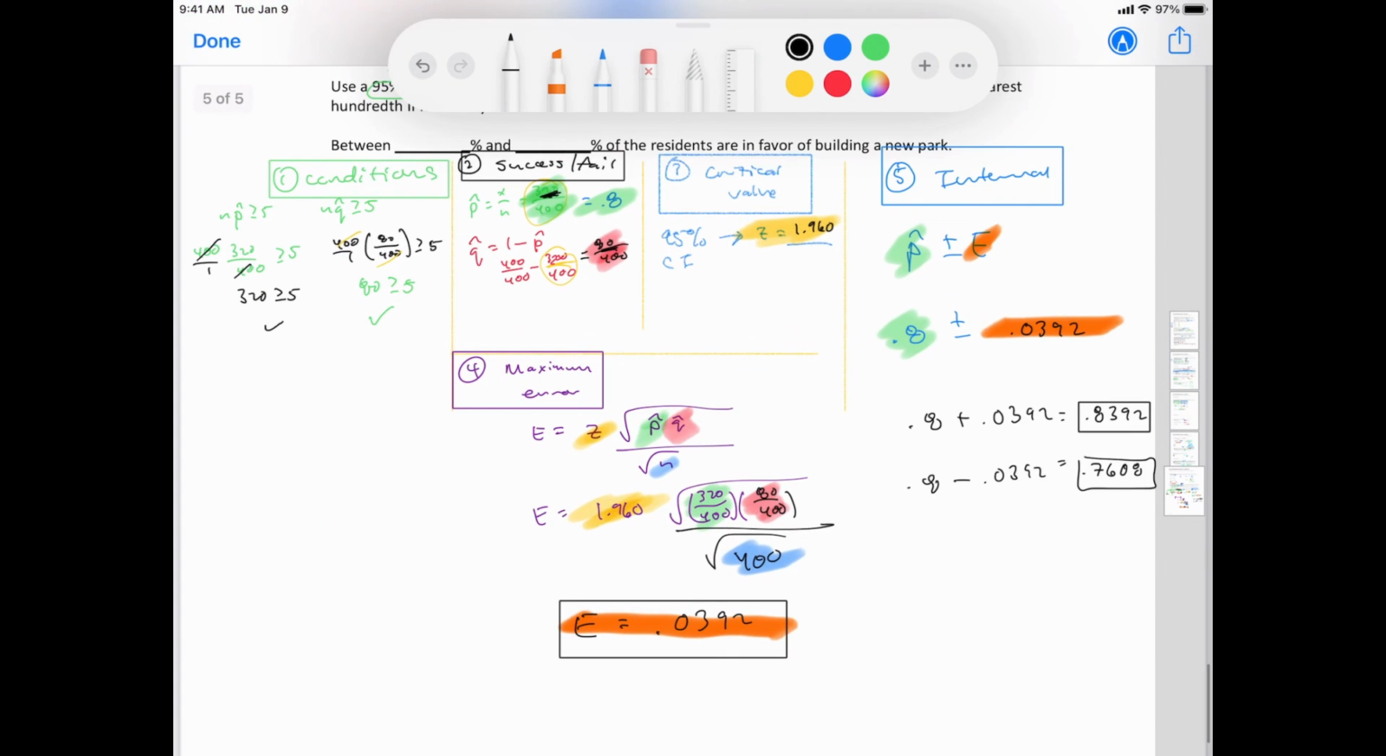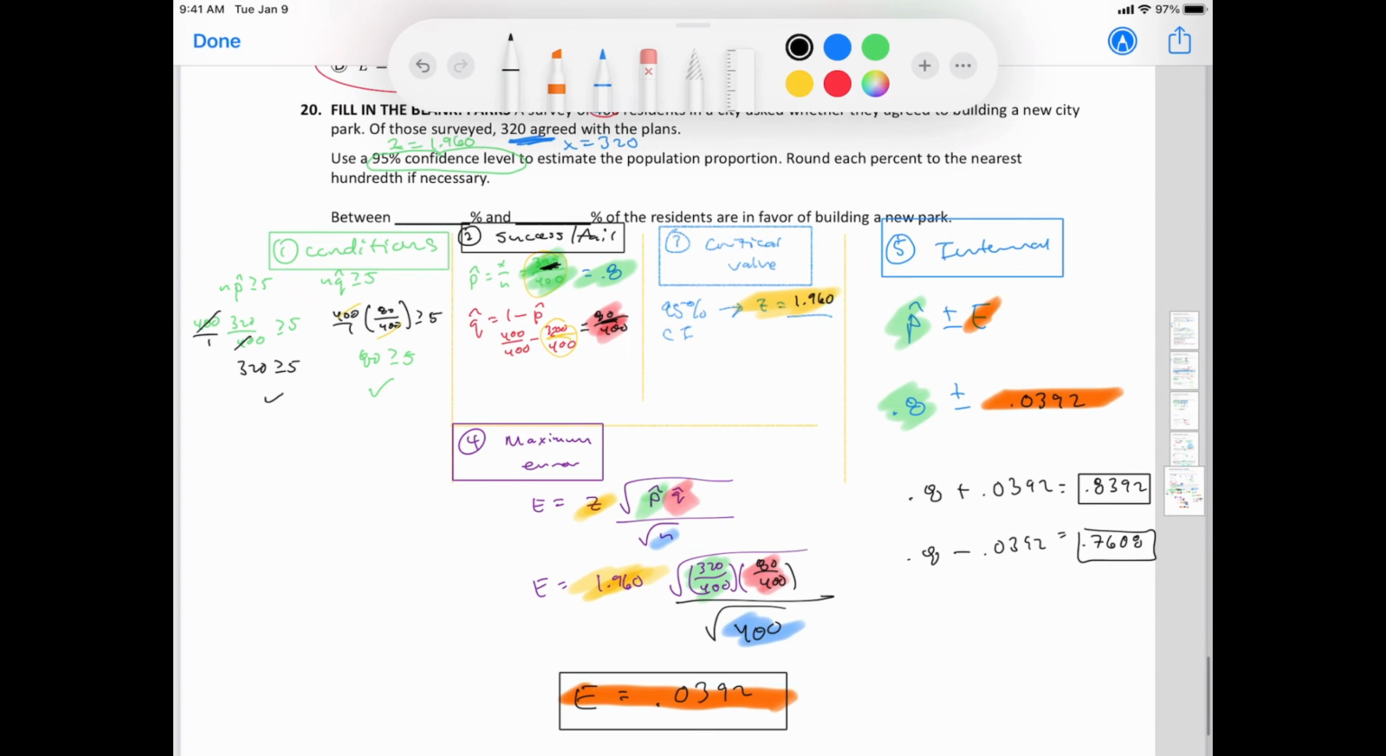What does it say? Round to the nearest percent. Round each percent to the nearest hundredth. So this one I would round to 0.84 and 0.76. So multiply by two decimal places. So 76 to 84 would be our answers.